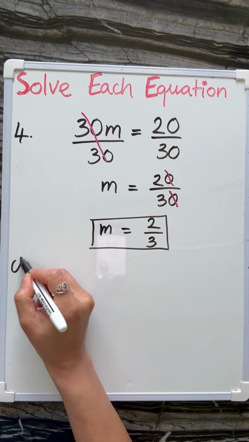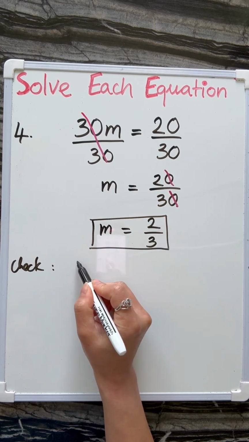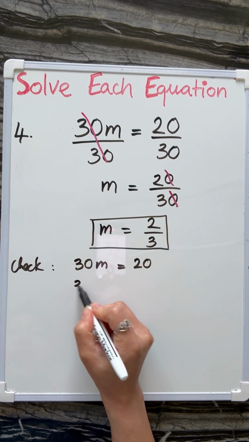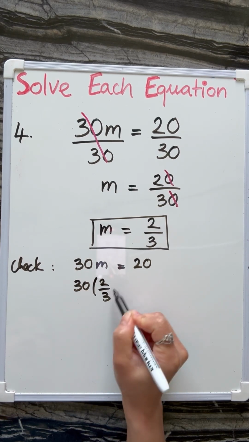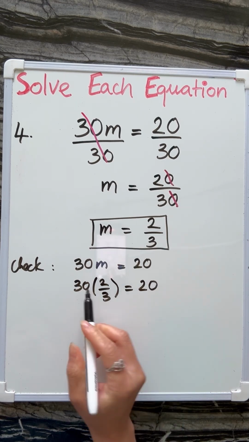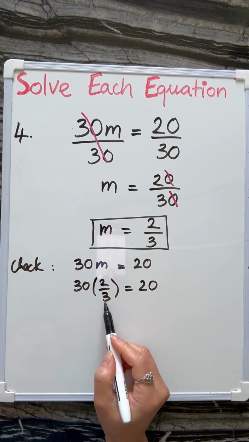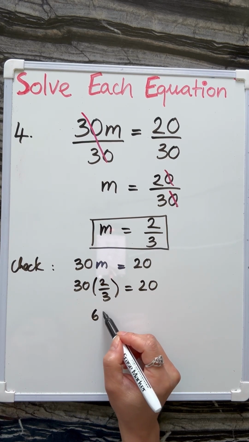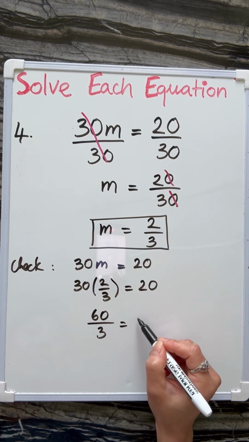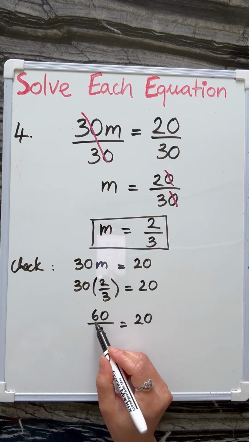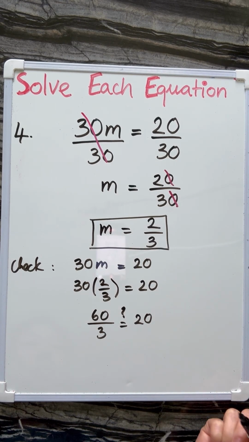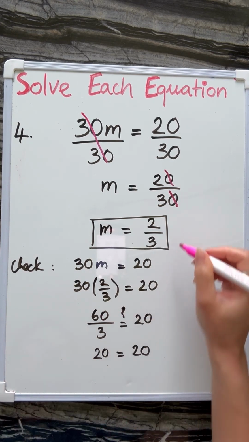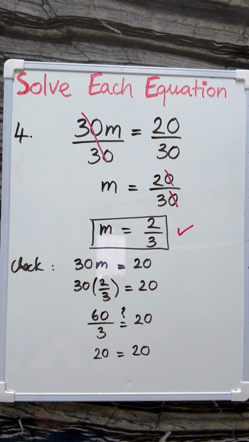Let's check our answer. 30m equals 20. 30 times 2 over 3 equals 20. You can do 30 times 2, or 30 goes with 3. You can cancel that way too. But I will do 30 times 2 is 60 over 3 for you to see easier, equals 20. So is 20 equal to 20? Yes. So that is our answer.